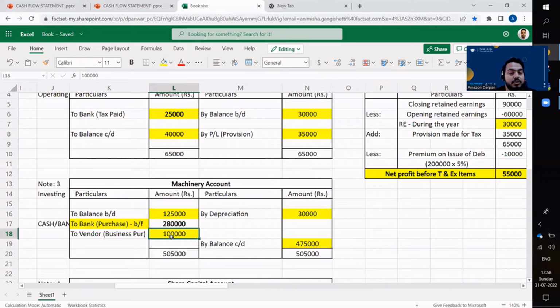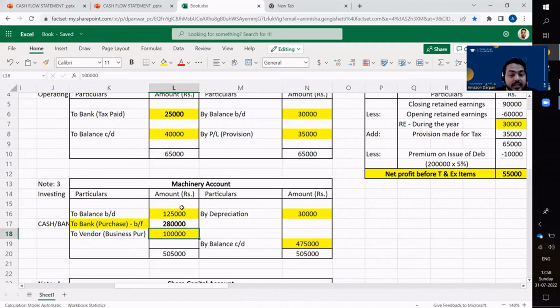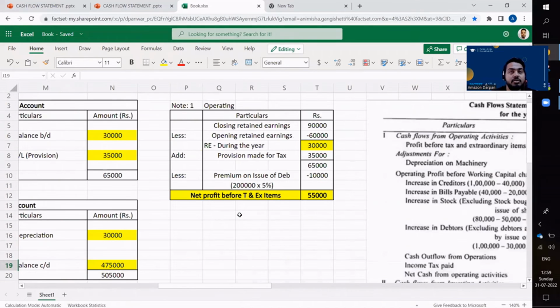So this is the amount which we got from vendor purchase. You can find that same amount over here: machinery of rupees 1 lakh which we got from the business of the sole trader which we purchased. Then we mention that amount. The balancing figure which we got here is 2,80,000, which means 2,80,000 worth of asset was purchased during the year. Only 2,80,000. The rest was not paid in cash, so it will not come. Others were also assets, but since there was no cash movement, no inflow or outflow of cash because of that activity, we have to make sure only the net amount is there.